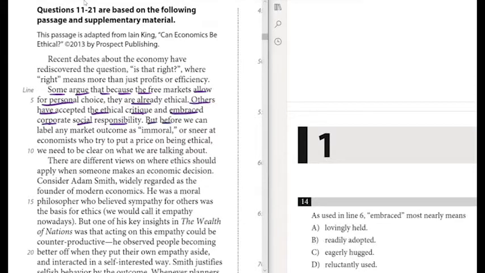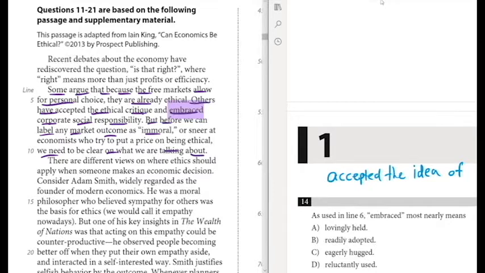But before we can label any market outcome as immoral, we need to be clear on what we're talking about. So we have the word embraced, which is right here. We saw some say that markets are already ethical. Others have embraced corporate social responsibility. So in what way are they saying the word embraced? I might say in my own words, some have accepted the idea of corporate social responsibility.